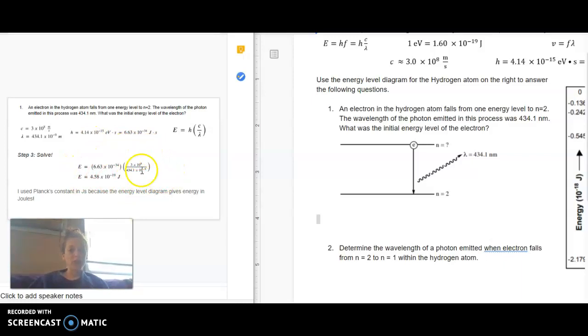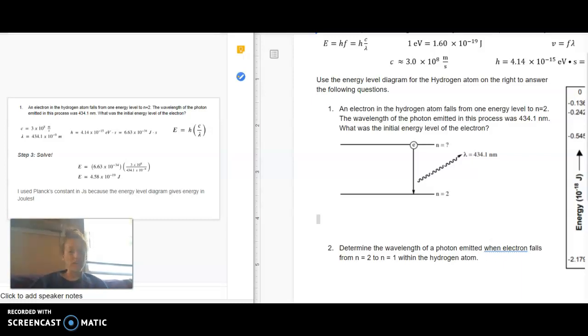I would first do the 3 times 10 to the 8th divided by the 434.1 times 10 to the negative 9th. I'd press enter, and then I would multiply by 6.63 times 10 to the negative 34th. So when in doubt, you want to slow down your process a little bit when you're putting it in your calculator.